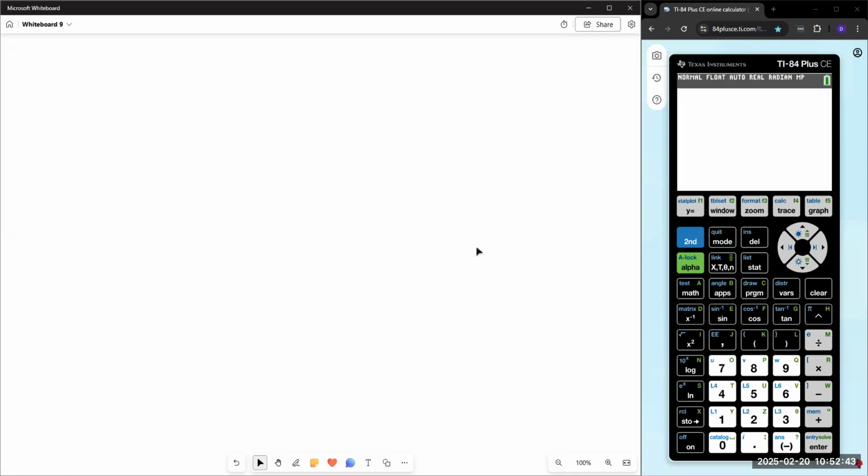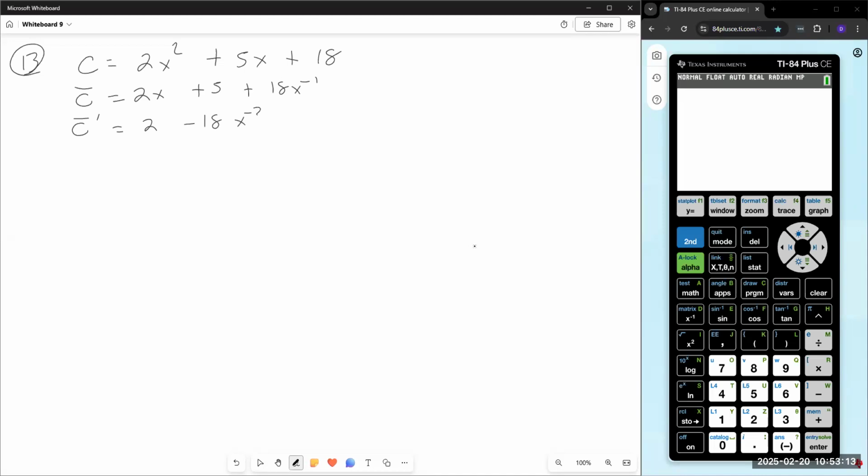So let's start off with our cost function on number 13, which is C equals 2x squared plus 5x plus 18, which makes our C bar, our average cost, 2x plus 5 plus 18x to the negative first. And we're going to minimize this. So we're going to take the derivative, and I'm going to multiply by x squared over x squared. Set it equal to 0. So my numerator needs to be 0.